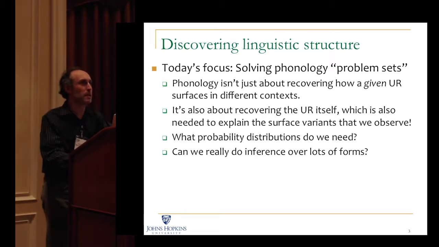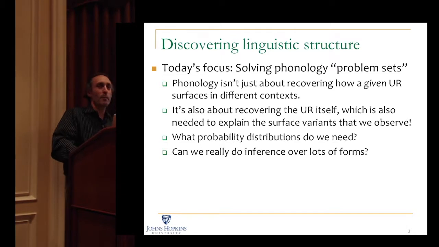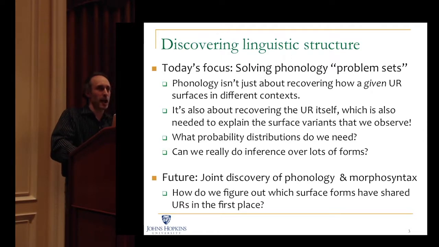So in order to probabilize that theory, what probability distributions do we need? And can we really do inference over lots of forms? And then I'll talk just a little bit at the end about trying to figure out which surface forms share underlying morphemes in the first place. First, I'm going to assume that that information is given to us. We just don't know the concrete morphs that express those morphemes underlyingly.